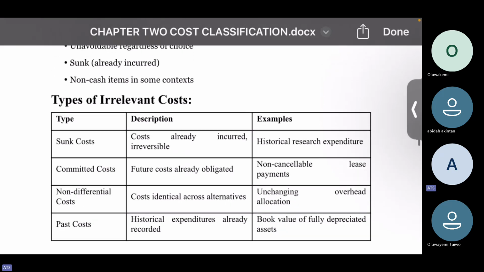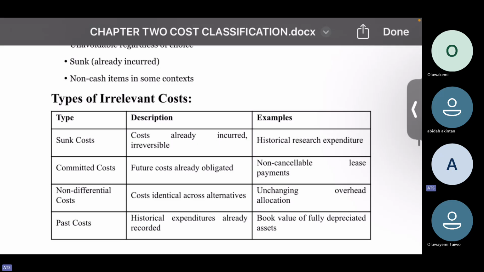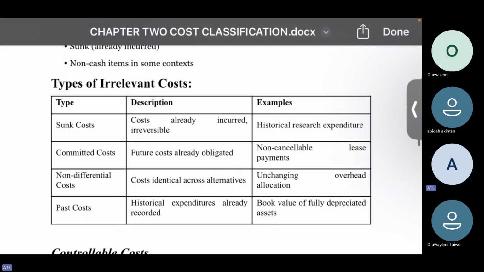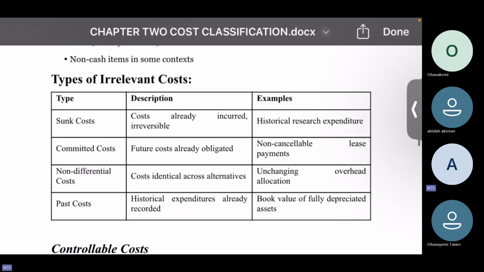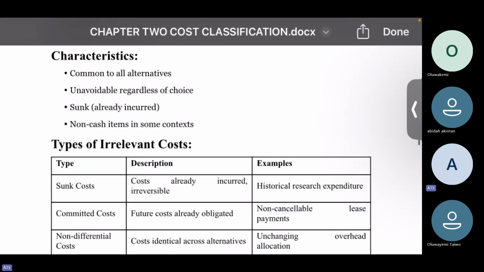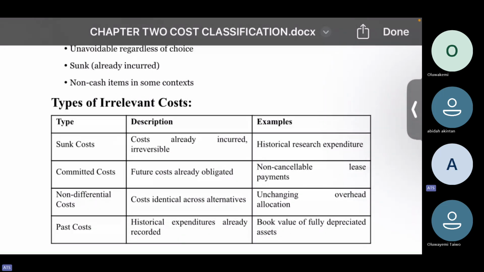Then, there are also non-cash items that might be relevant. So it's not always just quantitative, there are also qualitative factors to look at. Now the types are similar to the characteristics here. You have sunk costs, committed costs, as I mentioned, like the lease. Do you understand? Or maybe you paid the government to explore a particular place for a while to look for oil. You've already paid it. So it's something you've already lost.